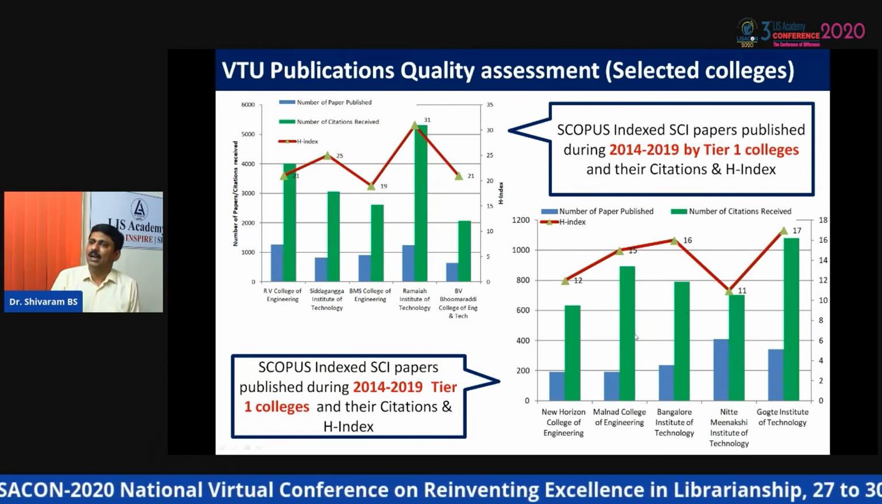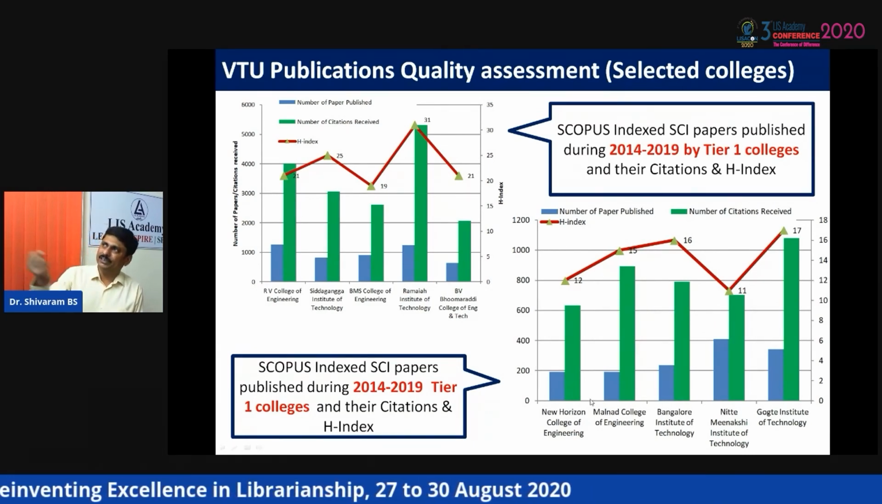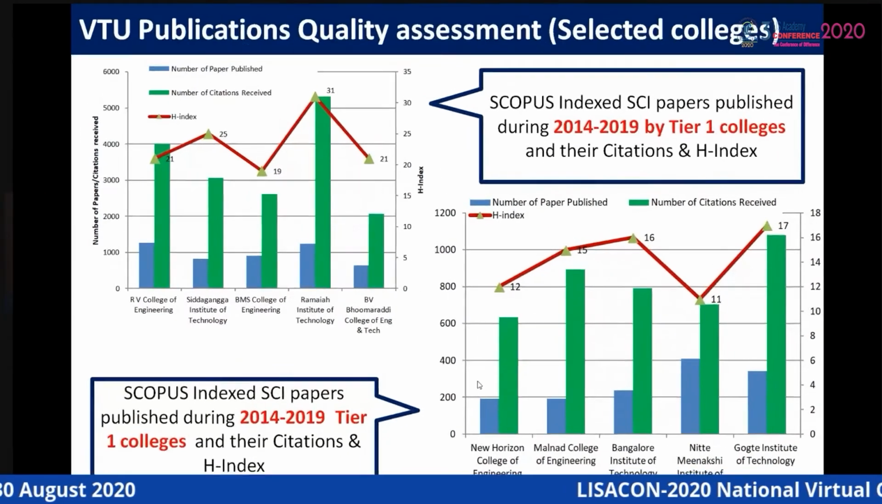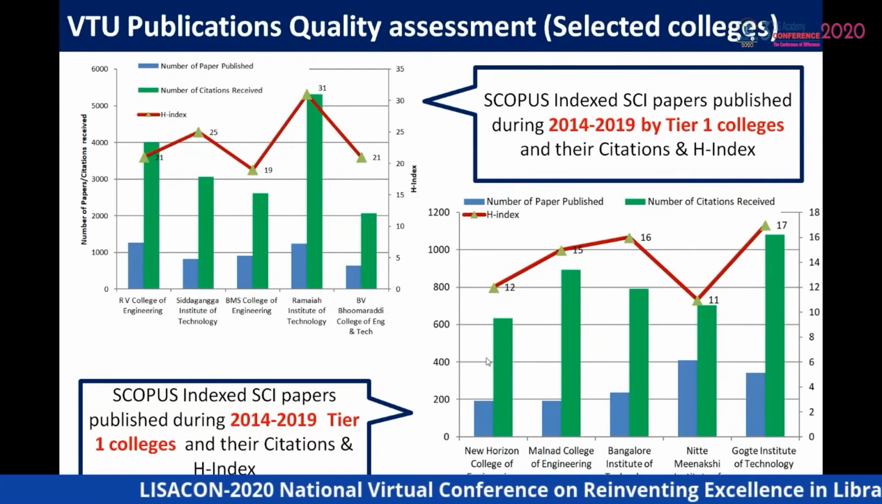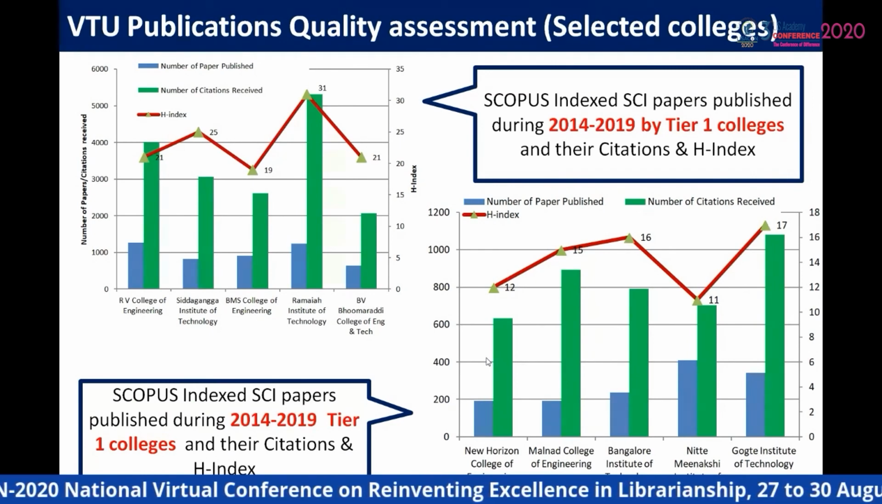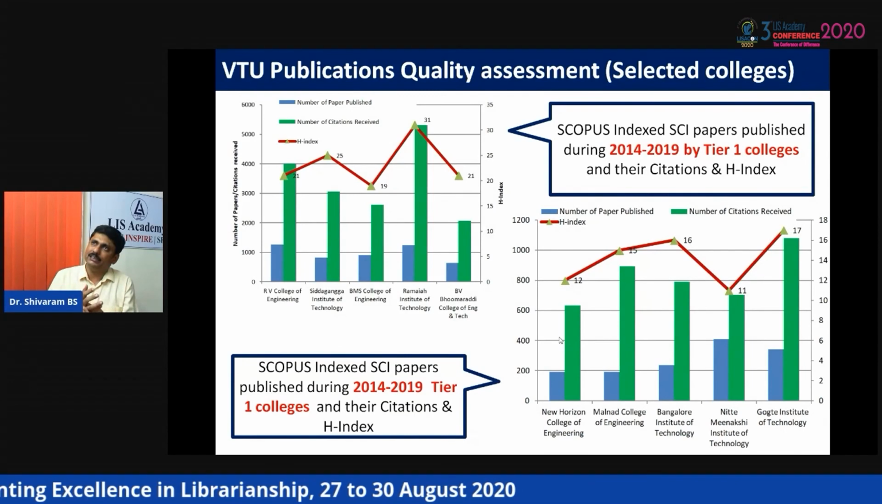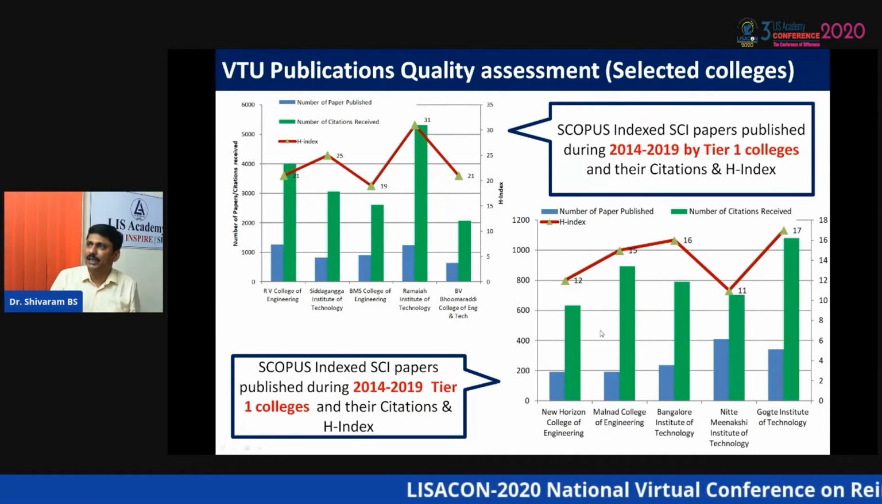Of course, Tier 3 college data was very minimal, so I didn't do this exercise for Tier 3 colleges. So overall, what we can say is, the content that the VTU Consortium is providing is dynamic every year. We look at various data, download statistics, and impact analysis is also done.